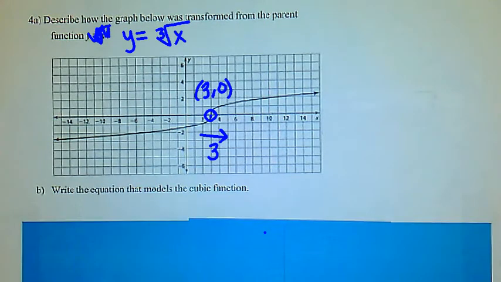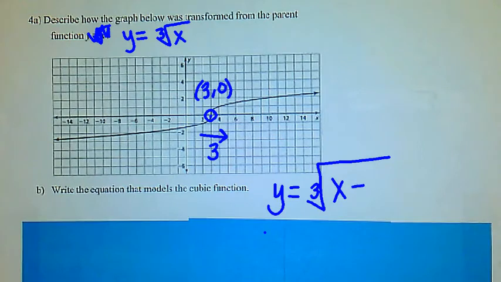So if it moves to the right, that means it's going to be inside, underneath the cube root sign, okay? So again, start it like your parent function. So x, and then it goes to the right, so remember to the right is going to be minus, and then it's 3 units, okay?